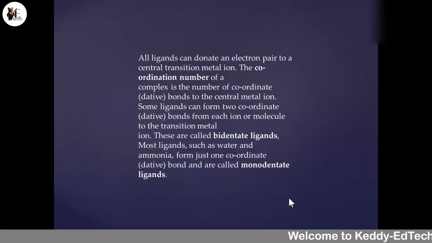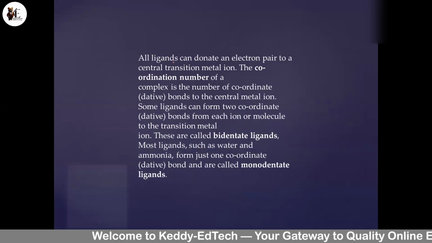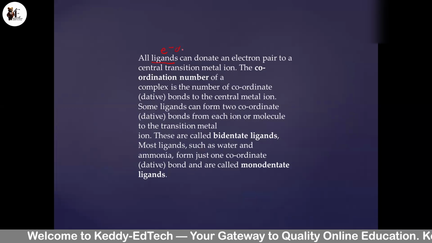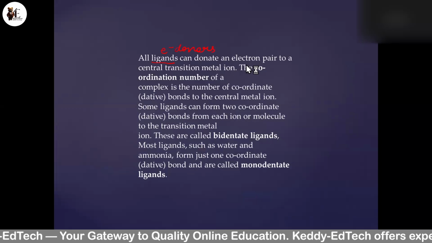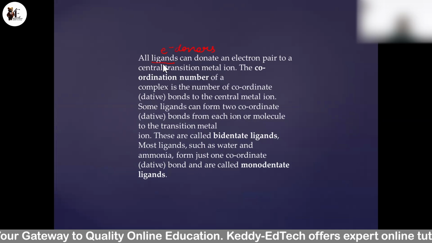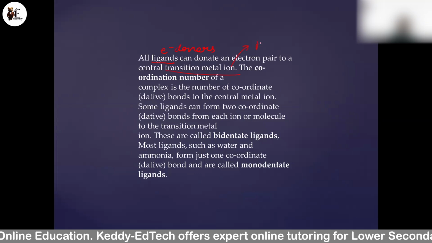The explanation of this structure is that all the ligands, ligands means they are electron donors. As you can see, they have lone pairs of electrons. So ligands are electron donors which can donate an electron pair to a central transition metal ion. The transition metal ion in this case is iron.